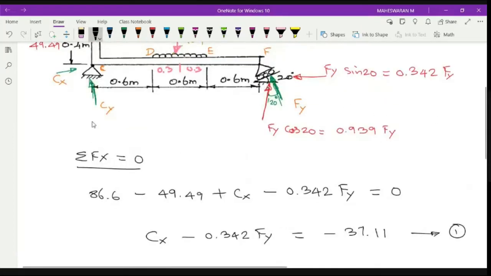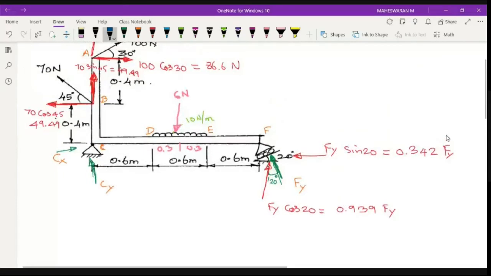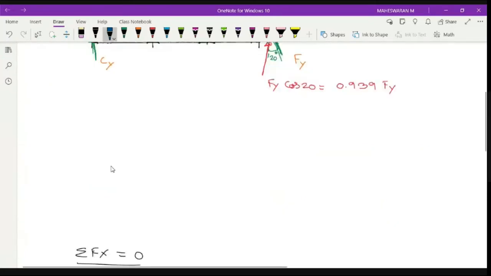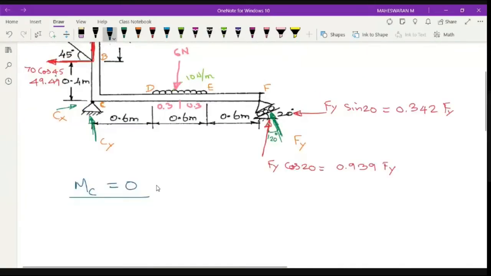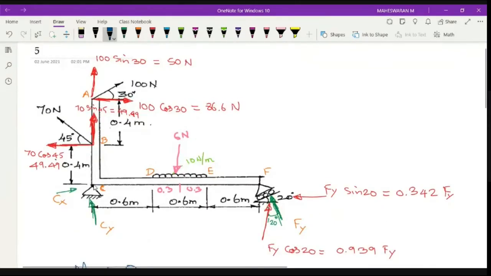Okay. Next, I will proceed with moment. So where I have to take moment? The point where I have maximum unknown. So my maximum unknown is at C, which means I am going to take moment at C, and I am going to say that sigma M at C is 0. It is an equilibrium condition. So if I take moment at C, you have to look after all the forces one by one from A to F.